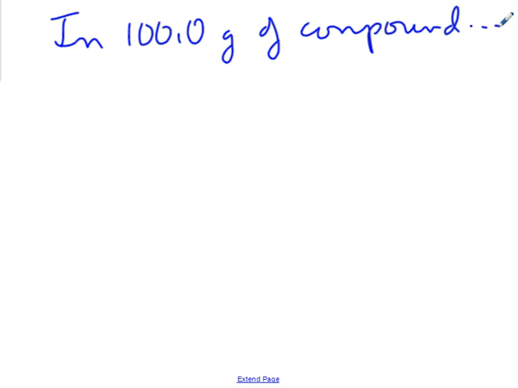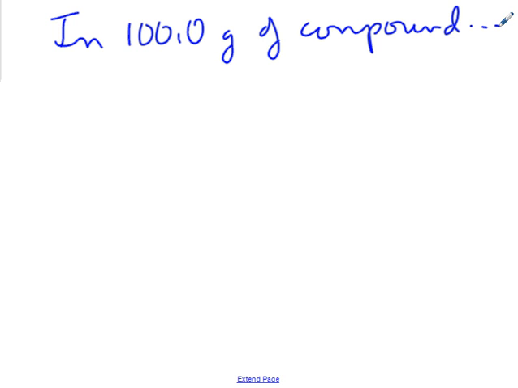In 100, now I could have chosen any mass I wanted, 2.375 grams of compound. But 100 grams is very convenient because we were given percent composition, right? If you have 100 grams of this compound and it was 41.09% potassium, then mentally, what does that mean?